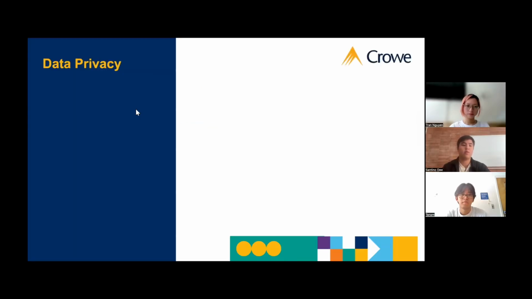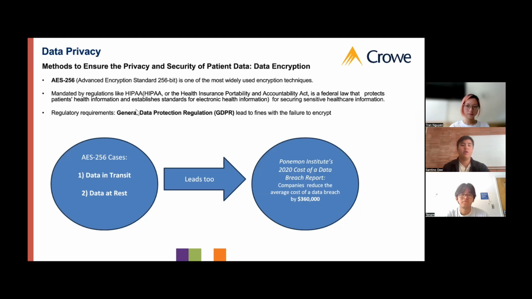So first, we're going to talk about data privacy. In our data privacy side, we suggest using encryption, particularly AES-256, which is one of the most widely used encryption techniques, and it ensures that data is scrambled into an unrecognizable form, making it nearly impossible for unauthorized parties to interpret the information without the decryption key.